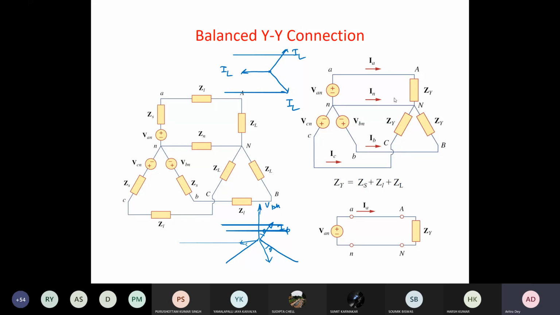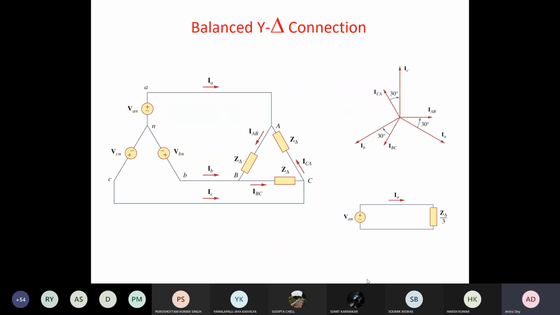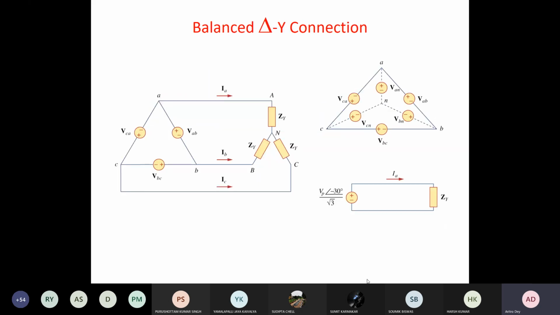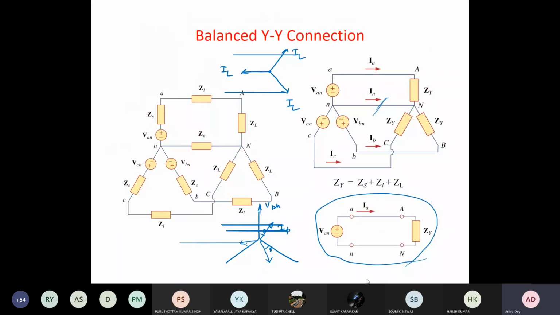So this is the case for the balanced Y-Y connection. That's why we can remove this line. It's not required. But if it is unbalanced, then we definitely have to keep it, as I have discussed. And then for each phase, we can draw it like this. Now there is a problem which I don't want to discuss right now. The balanced Y-delta connection is also not required now. Let me discuss what happens for the delta.